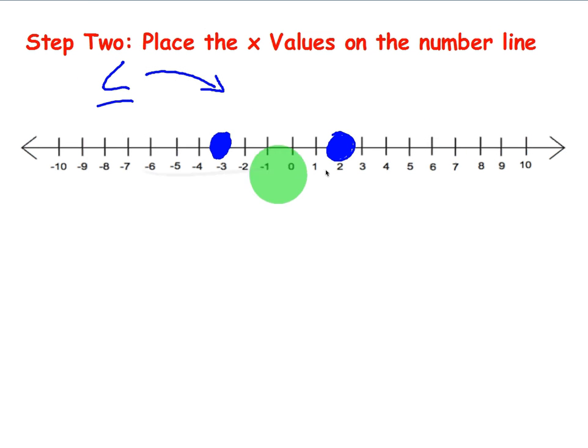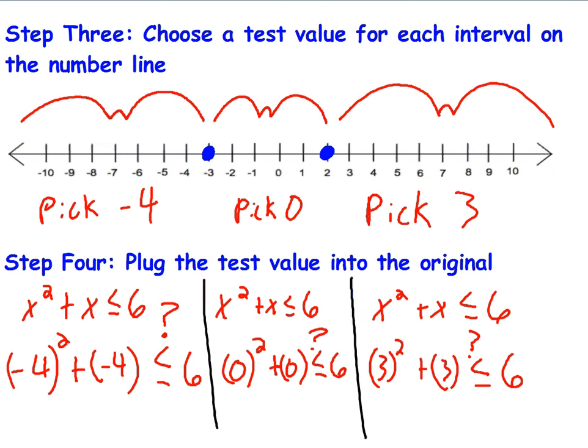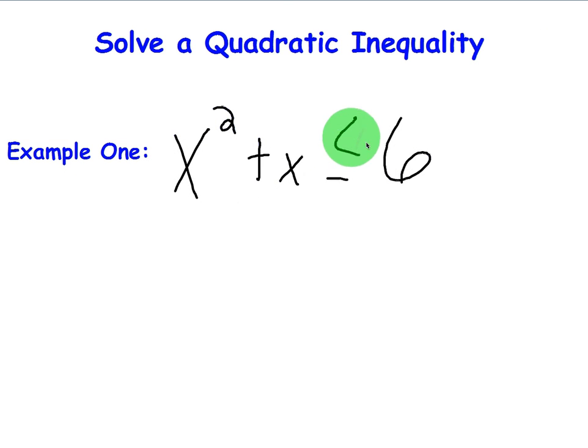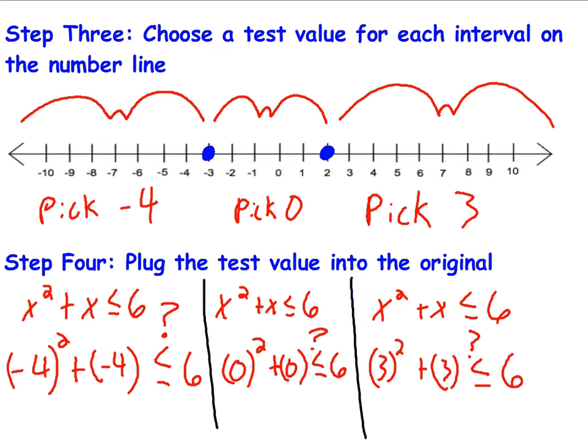The real question now is, how do we shade this? How many sections have we created with these 2 points? 3. Good. We have a bunch of numbers to the left of negative 3, some numbers in between negative 3 and 2, and some numbers to the right of 2. So you get to pick numbers you want to plug into your original inequality. Remember, here's our original inequality, and this is where this sign comes into play. This is where it becomes important.